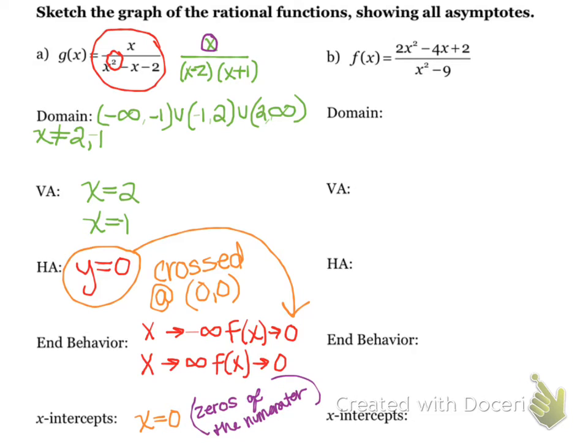Okay, so first step, factor the numerator and the denominator. And when I do that, I'm gonna let you guys do that on your own. But when I do that, I get 2x minus 1 and x minus 1 over x plus 3 and x minus 3.